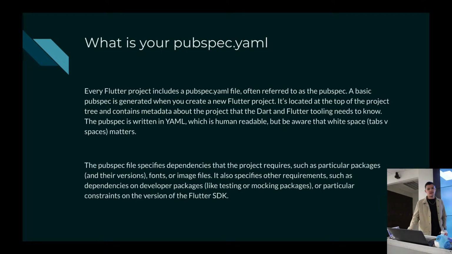So what is a pubspec.yaml? Every Flutter project includes a pubspec.yaml file, often referred to as the pubspec. A basic pubspec is generated when you create a new Flutter project, and it's located at the top of the project tree and contains metadata about the project that the Dart and Flutter tooling needs to know. The pubspec is written in YAML, which is human-readable, but be aware of the white space because that matters in this language. The pubspec defines things like dependencies, fonts, assets, and pretty much anything to make your Flutter app run. This is basically Flutter's version of NPM, or their package manager.